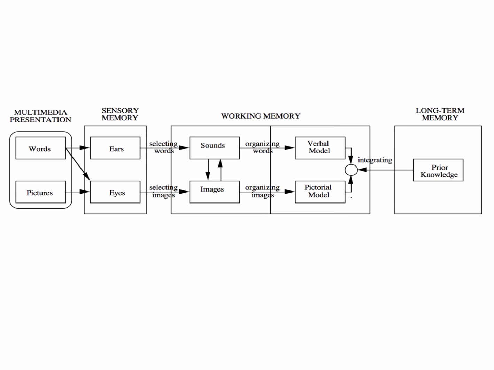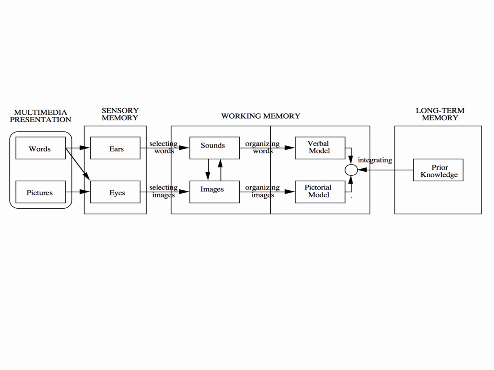A multimedia message enters the cognitive system through the learner's ears and eyes. The top row represents the verbal channel into which spoken words and sounds enter, and the bottom row represents the visual channel into which graphics and printed words enter.